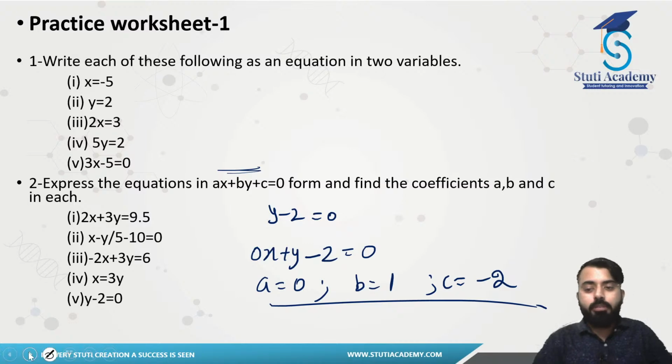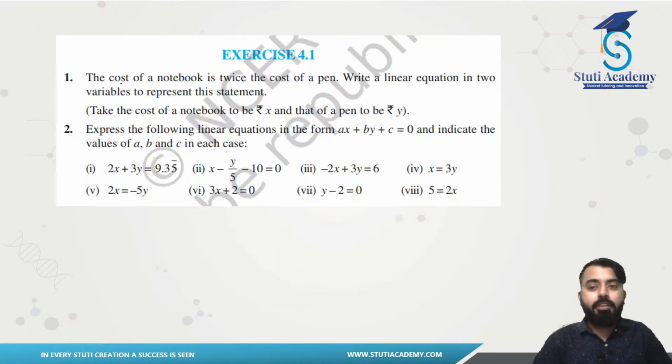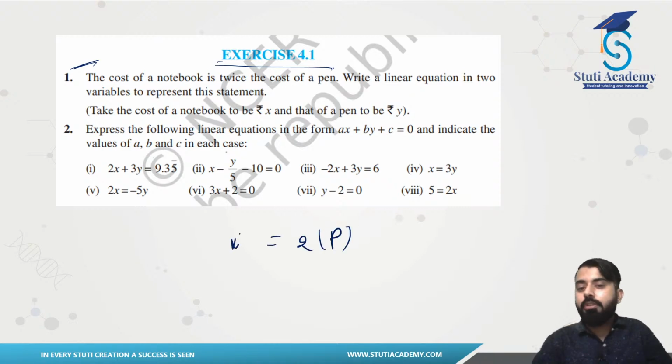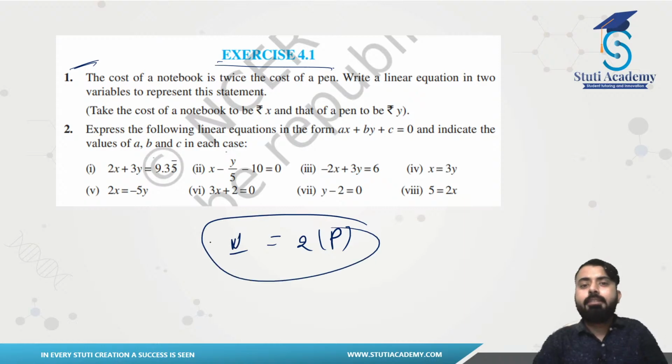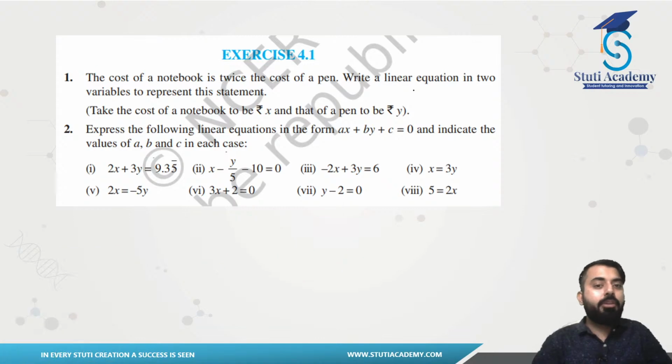So let's move forward. And these are your exercises. So this is your exercise 4.1. This is pretty quick. We have to do this one. The cost of a notebook is twice the cost of a pen. So if I have the cost of a pen, its twice will be the cost of a notebook. We can easily write this equation as a linear equation in one variable, but we have been given that we have to write it as a linear equation in two variables. So they have already given you the hint. You have to assume the cost of notebook to be x and cost of pen to be y. So according to the question, you have what?